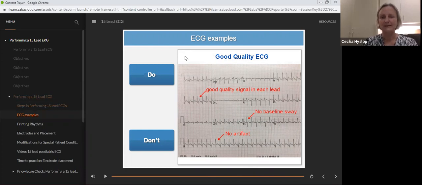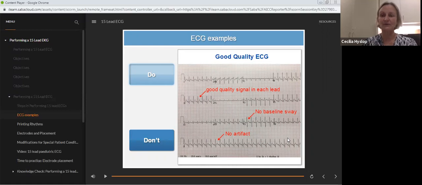And so when you are doing a 15 lead, we want it to be a good quality ECG. You can see here that we have good quality signal in each of the leads, and there's no baseline sway and there's no artifact. So really we want people to apply the stickers, and we'll show you how, and then to wait till we have a good quality signal.